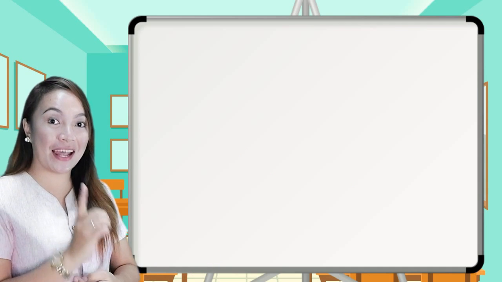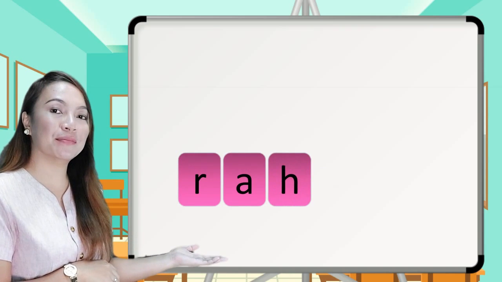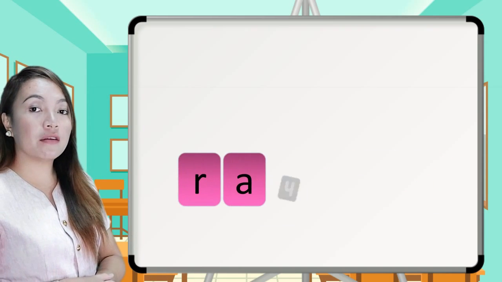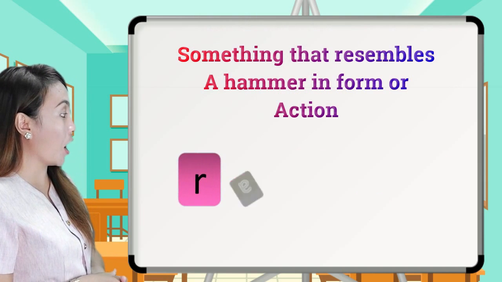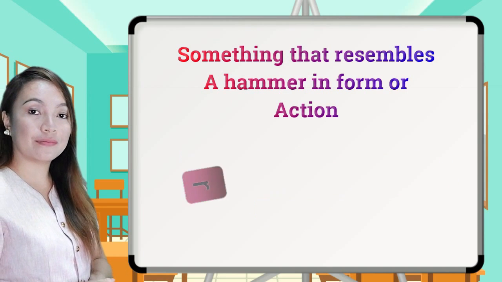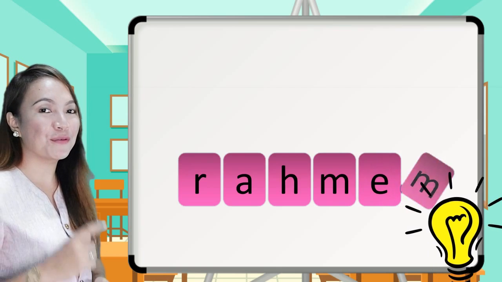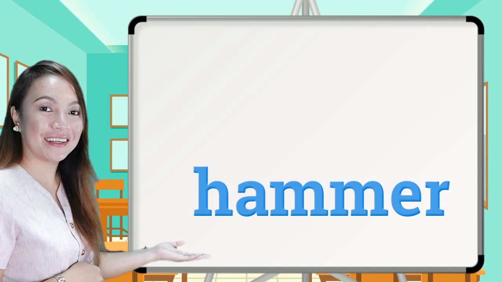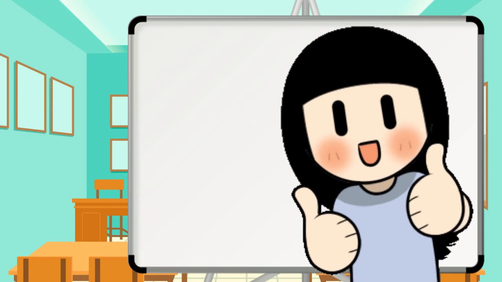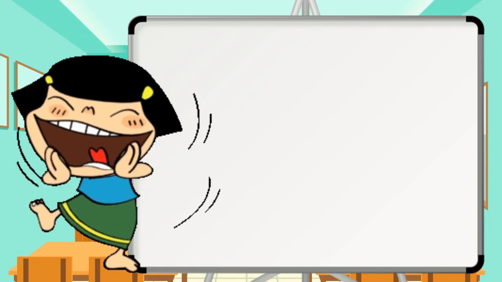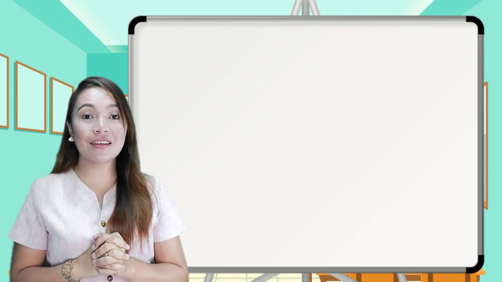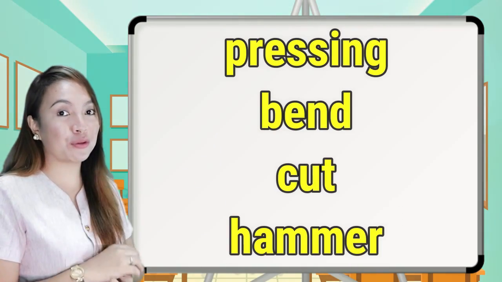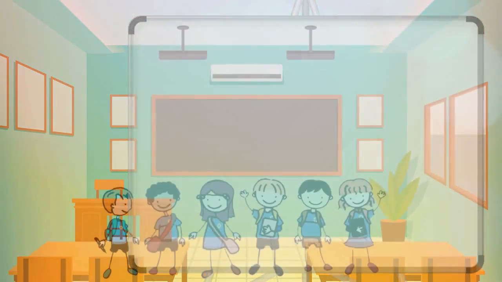Now let's proceed to the last word. These are the jumbled letters. And the meaning of this word is something that resembles a hammer in a form of action. What could be this word? What is your answer? Great job! The answer is hammer. Wow! You got all the correct answer. Now these words are important words for our lesson today. Now let's have another activity.